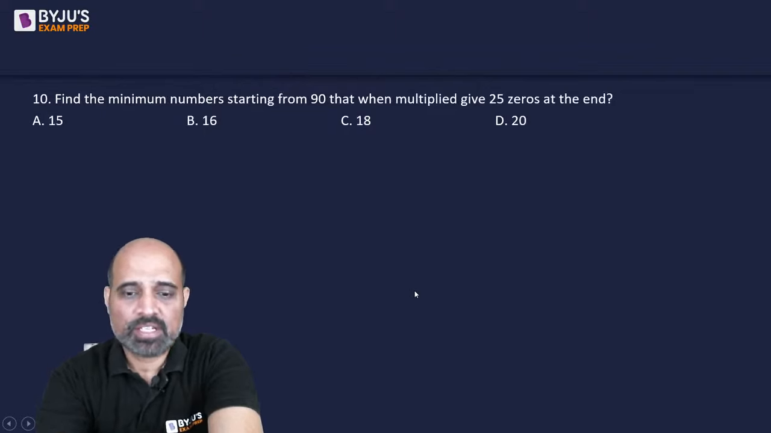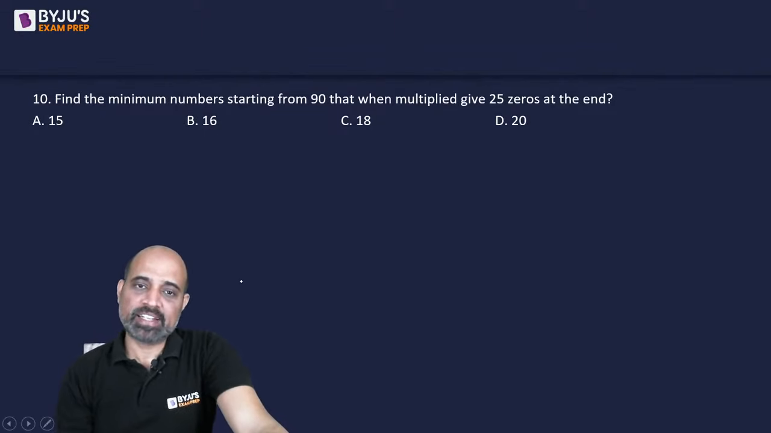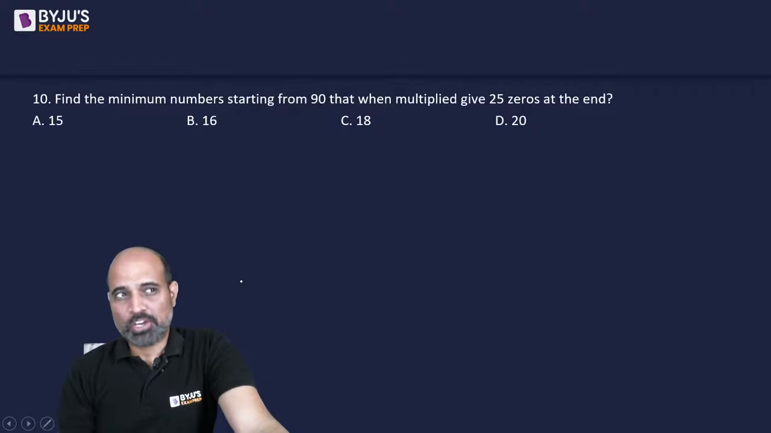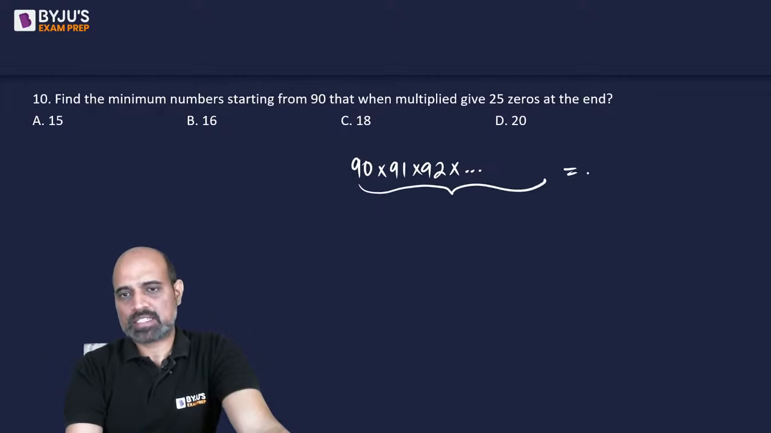86. Next one. Find the minimum number starting from 90 that when multiplied gives 25 zeros at the end. Okay, so it says that we need to start from 90 and we need to multiply 91, 92 and so on. How many numbers are we supposed to multiply such that the product is going to give me 25 zeros at the end?